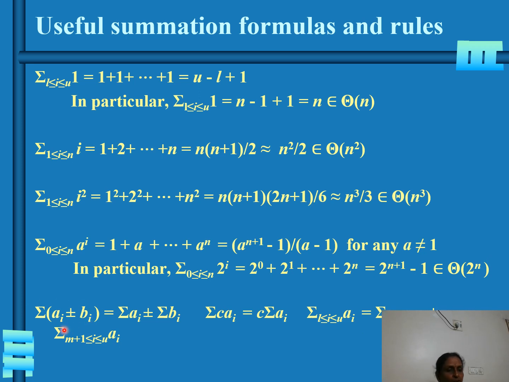Then if you have two summation terms, you can separate them into two terms: summation of a_i plus or minus summation of b_i. Suppose the summation term is associated with a constant, you can take the constant outside of the summation, and then you can simplify this summation.